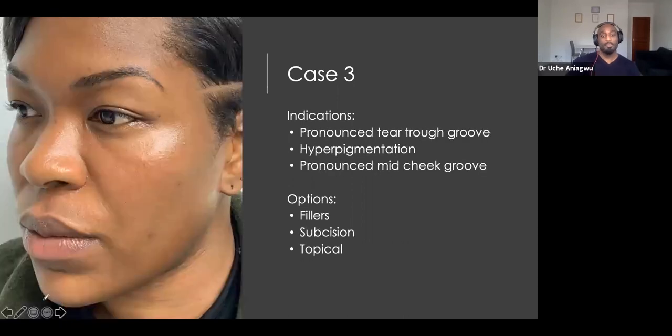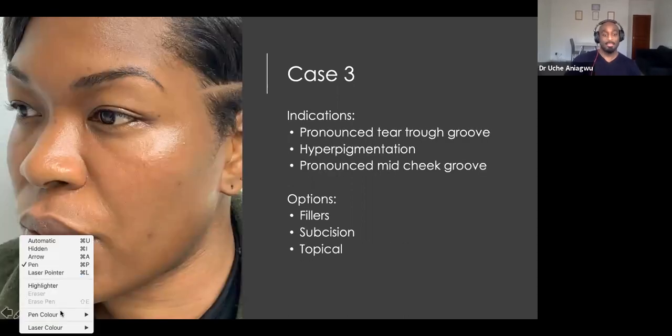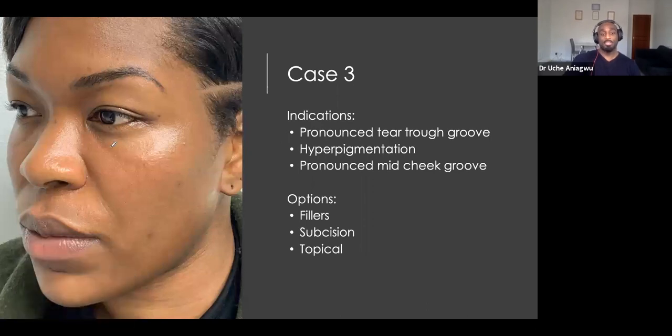There we go. Okay, so let's look at the next case. In this case here, this young lady, I want to show you guys something here. So this is your tear trough, right? Your tear trough goes from the corner, your medial canthus, all the way until your mid-pupillary line, at which point it becomes your mid-cheek groove. This is your zygomatic cutaneous ligament, which you can see here, which is continuing.